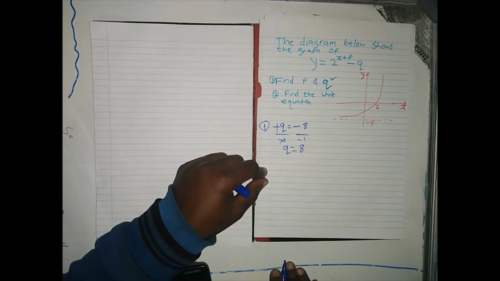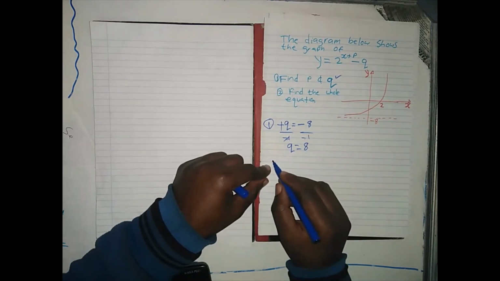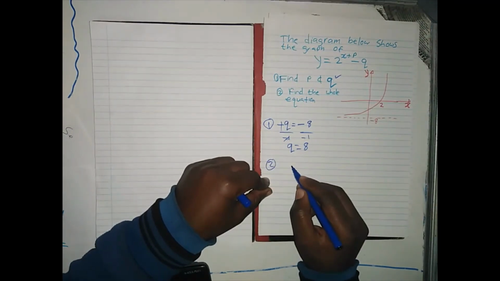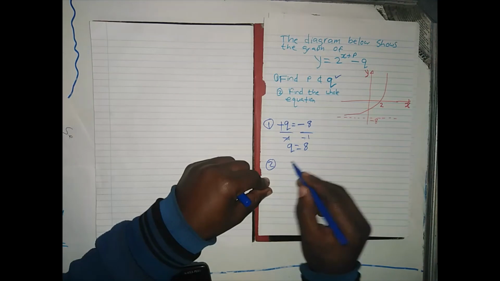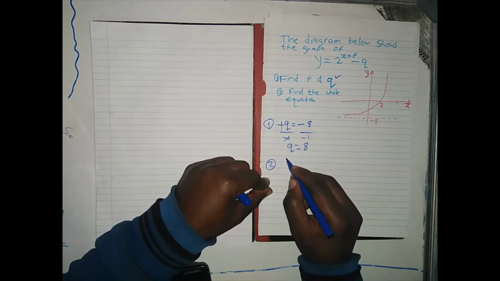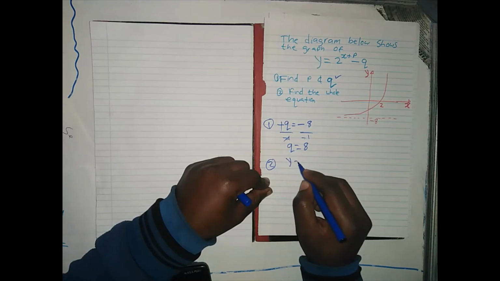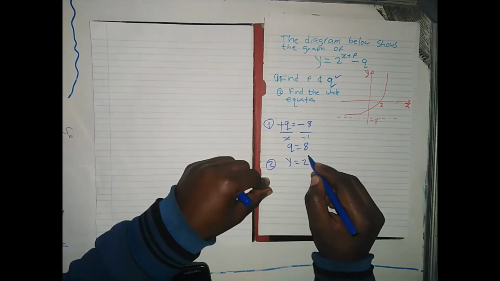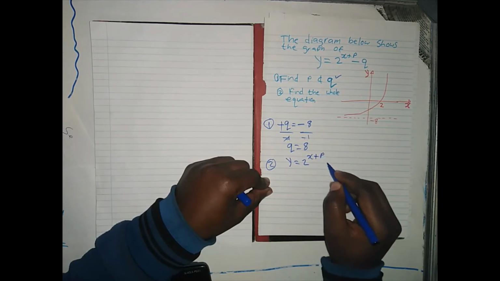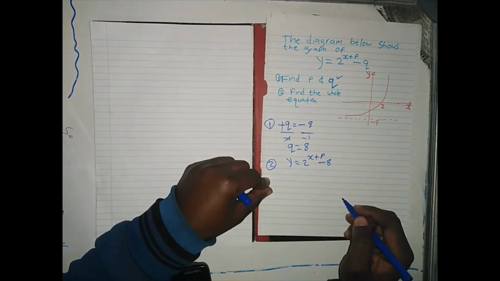You need to find p. So how do you find p? Now, in order to find p, remember, in this equation you already have the 8 that you've found. When you put it here, you now have y is equal to 2 to the power x plus p, minus this 8. Can you see that? Right?